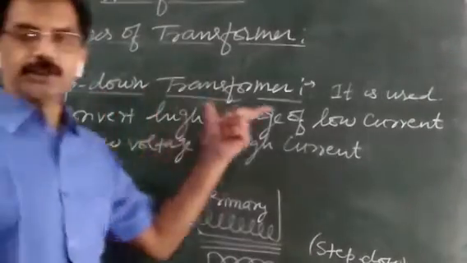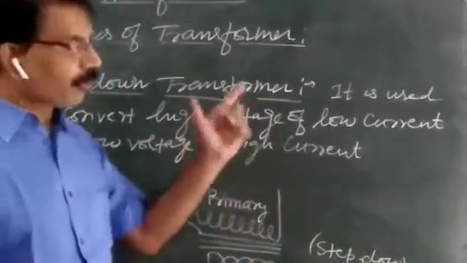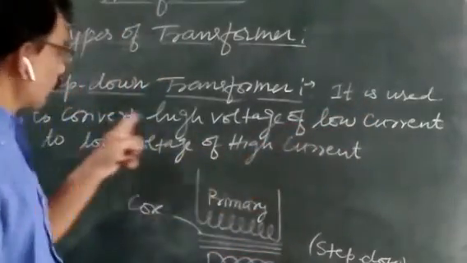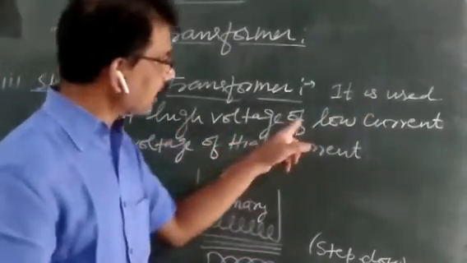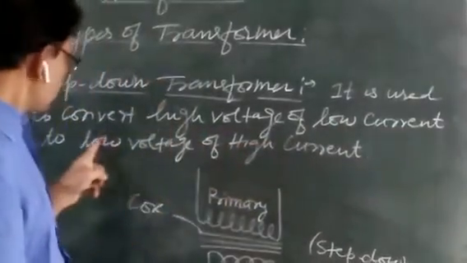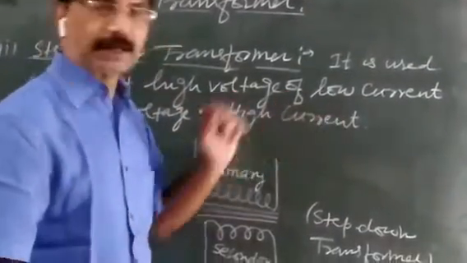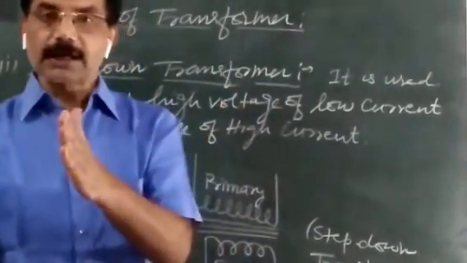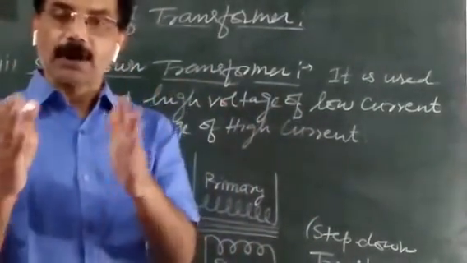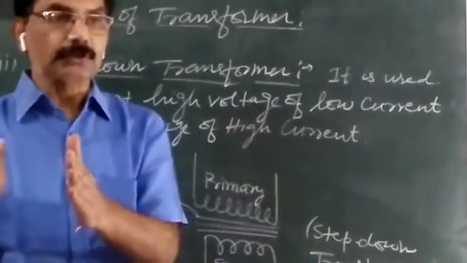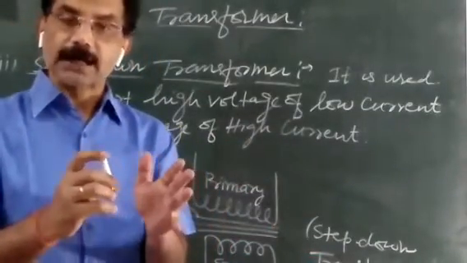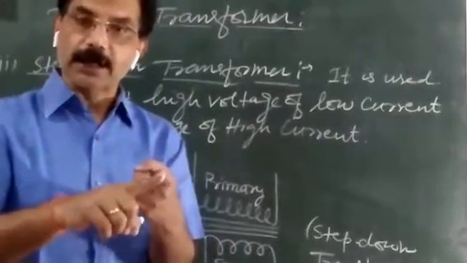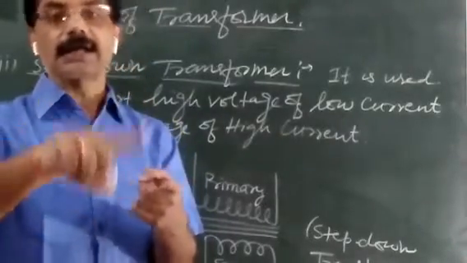And similarly, the step-down transformer. A step-down transformer is that transformer which is used to convert high voltage of low current to low voltage of high current. अगर लो वोल्टेज से हाई वोल्टेज वाला करेगा तो स्टेप अप, और हाई वोल्टेज से लो वोल्टेज करेगा तो स्टेप डाउन. और याद रखिएगा, जहां पे वोल्टेज हाई रहेगा वहां करंट लो रहेगा, और जहां वोल्टेज लो रहेगा वहां करंट हाई रहेगा.